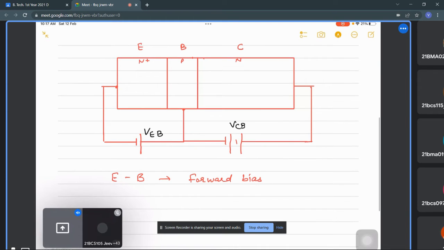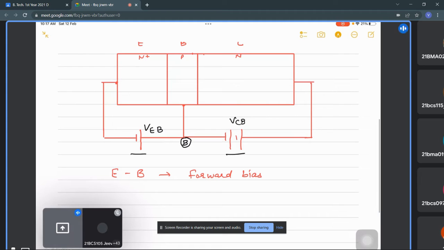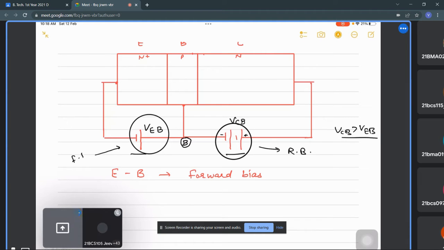So as base is common, that's why this is called emitter supply. This is emitter supply and this is collector supply voltage. You might have seen that this VCB is larger than this VEB. Okay? Right? So the positive terminal is connected with the N and negative. So this is a reverse bias and this is going to make it forward bias.